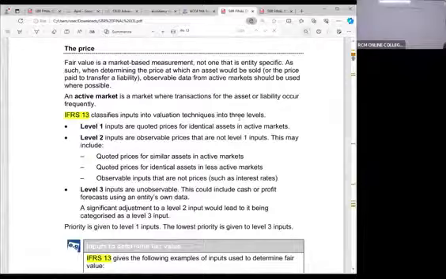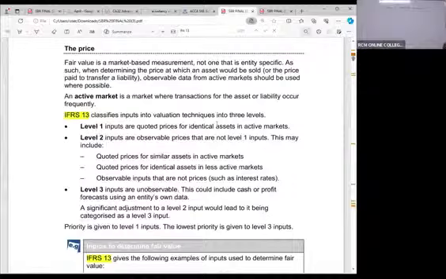The three levels here. We have level 1 inputs. Inputs are quoted prices for identical assets in active markets. I have this particular sheep here. It's a topper sheep. I know the size. I can see the size. I can see this one. This one is very, very identical to mine. So if it's identical to mine and it was sold at 13,000, now I'll be able to value mine at 13,000. So level 1 inputs are basically for identical items in the market.